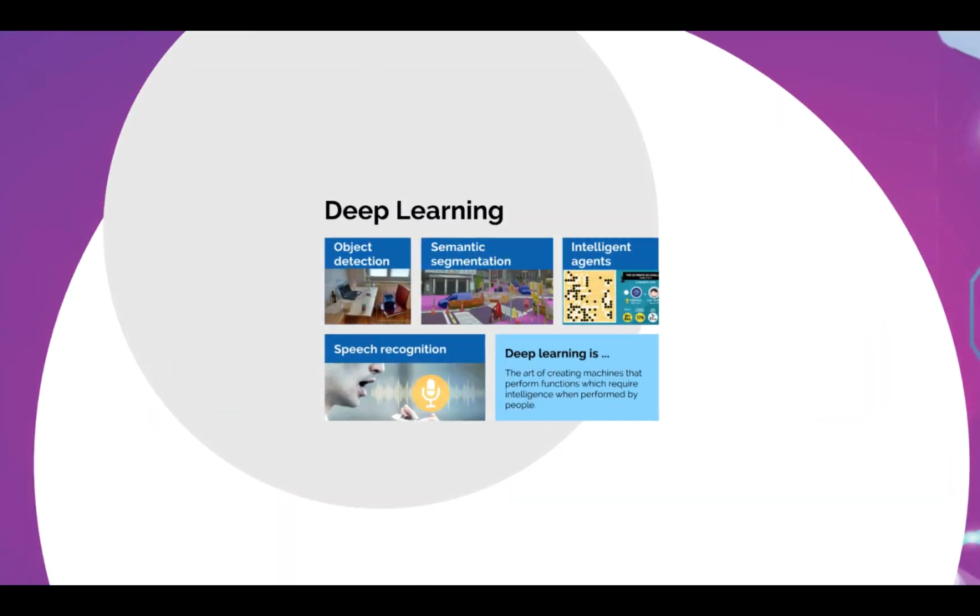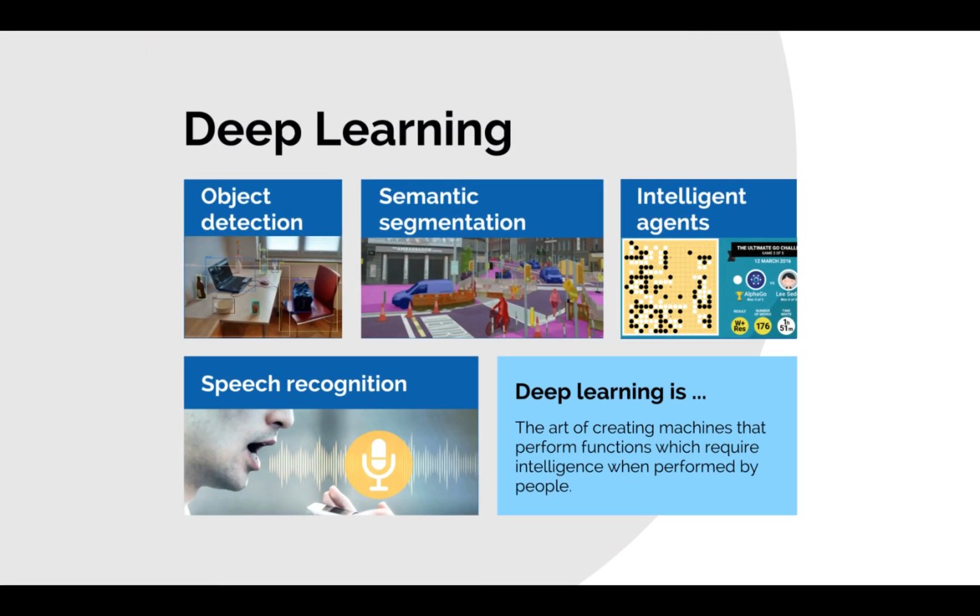Deep learning is the art of creating machines that perform functions which require intelligence when performed by people. I think you all agree that deep neural networks are everywhere, from object detection and semantic segmentation to intelligent agents. Improving the efficiency of these applications largely promotes the usage of AI in our daily life.